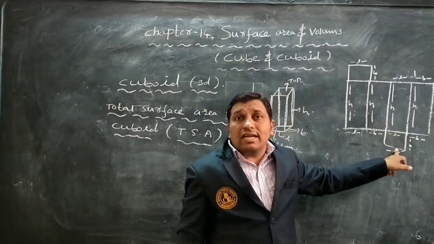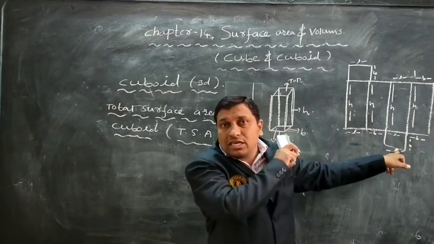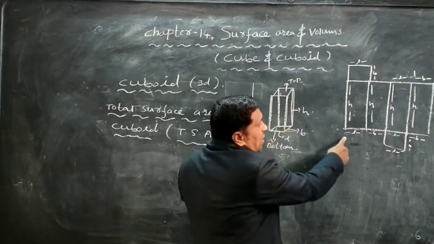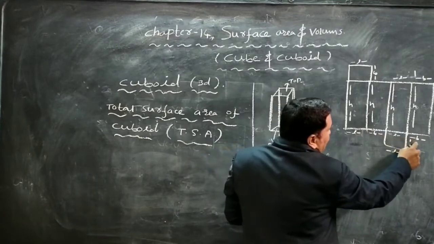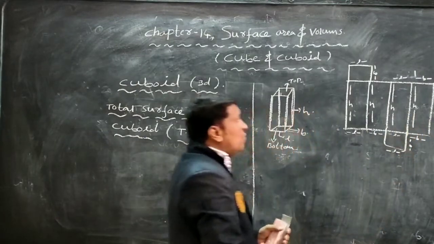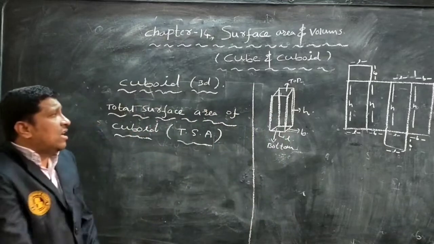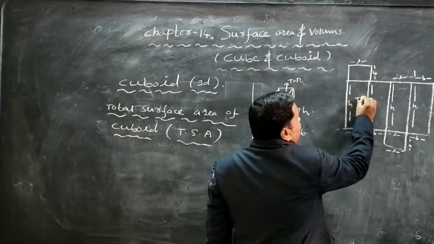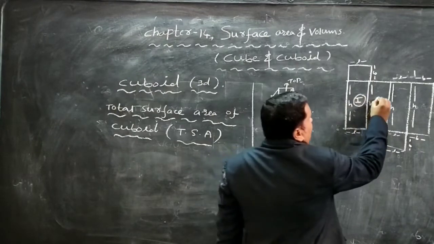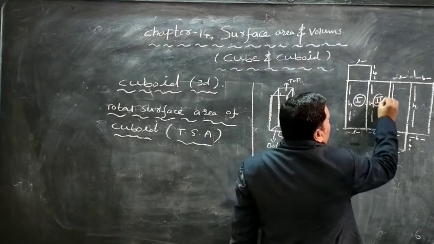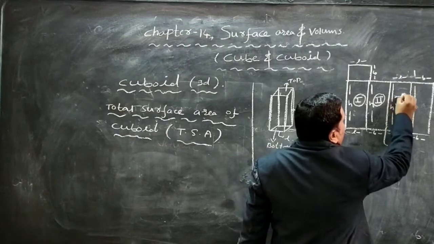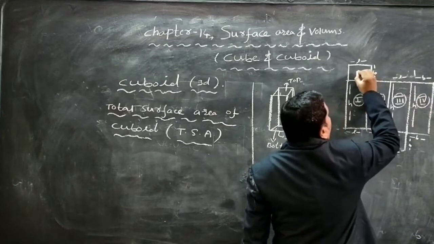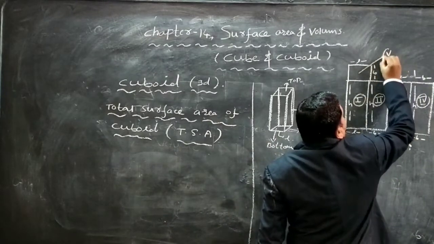Understood? So we have to calculate the total surface area of a particular cuboid. So observe this toothpaste box: length, breadth and height. Understood? So we have to observe how many. This is the shape of a rectangle. This is the first rectangle, and second, and third rectangle, and the last one fourth. This one is the fifth rectangle.